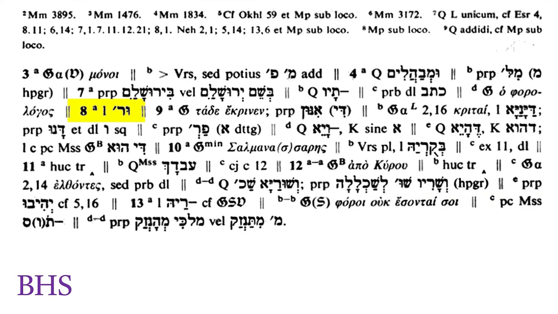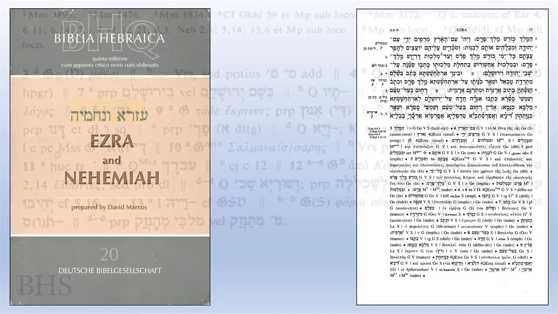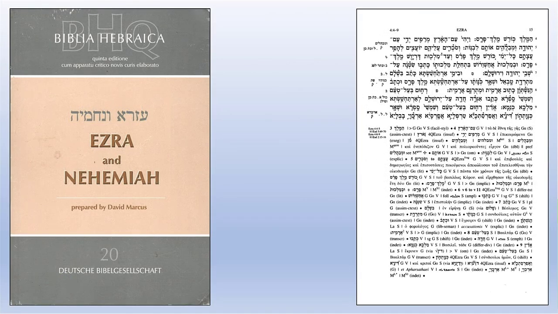It's commenting on a different word, just saying, read this as the beginning of the word that the superscript A was on. Now, I show all this to introduce us to a relatively new resource, and that's the BHQ, Biblia Hebraica Quinta, which is the new edition of the Hebrew Bible that's underway. The fascicle for Ezra and Nehemiah exists. It's been published. It's prepared by David Marcus. And you see there's that paragraph division there at the beginning of verse 8.